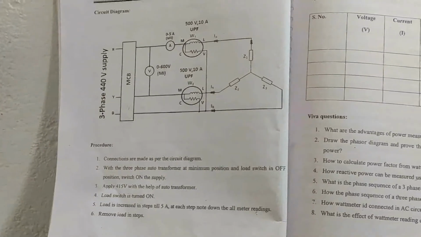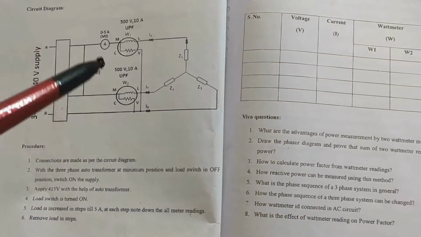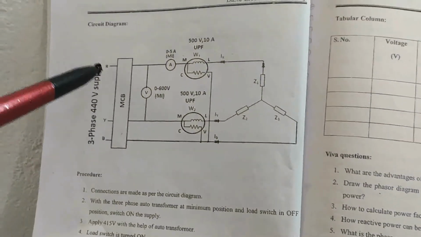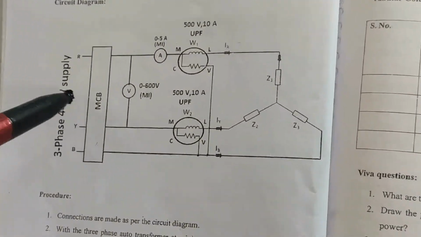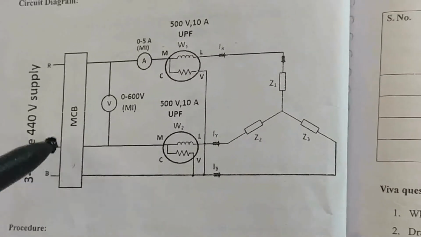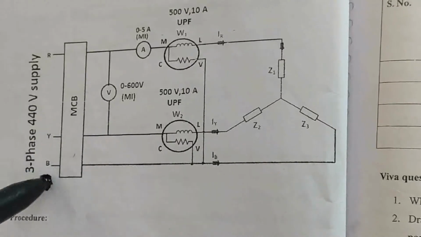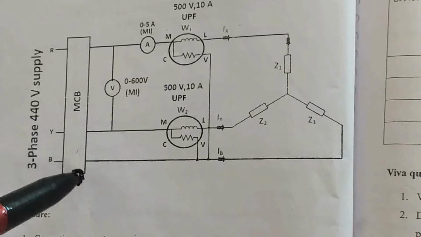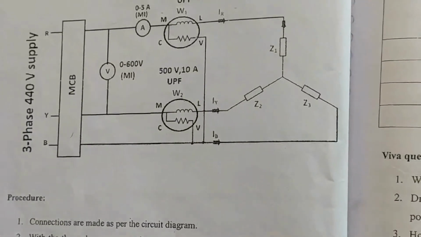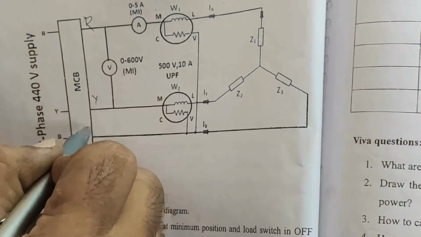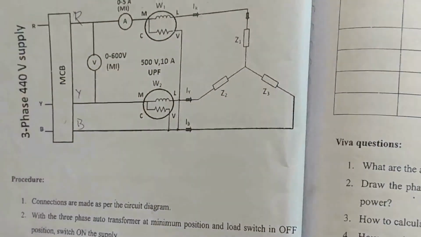Now let's see how we have to connect the circuit diagram. From the three-phase supply, first we go to the auto transformer. It is not shown here. The three-phase supply is not given directly to the circuit; through the auto transformer we have to connect. From the auto transformer we give the R, Y, B phases to the MCB. This is the R terminal, this is the Y terminal, and this is the B terminal.